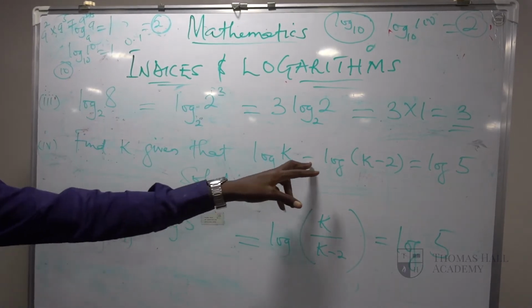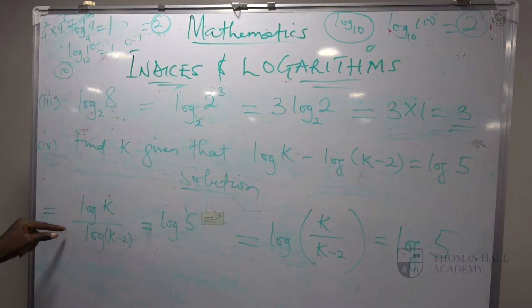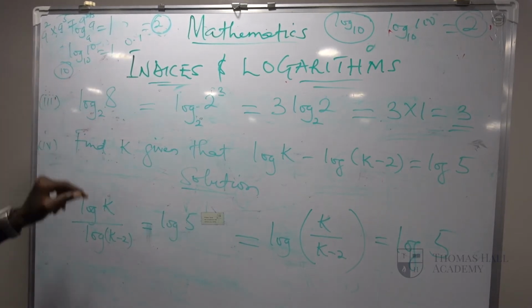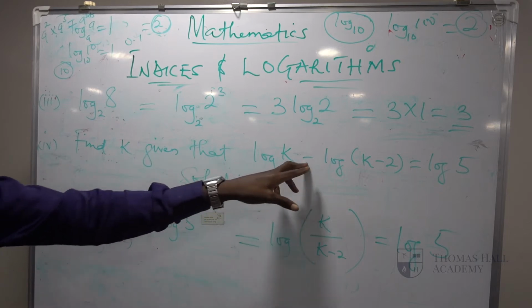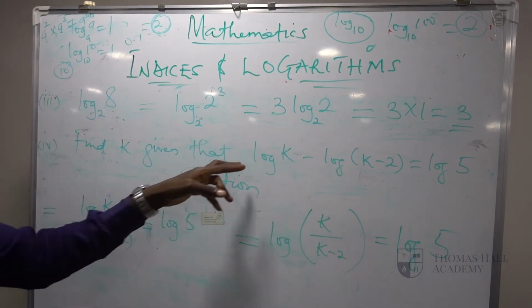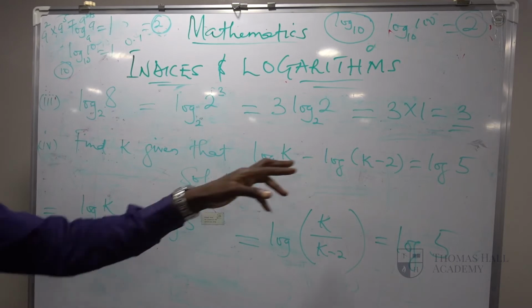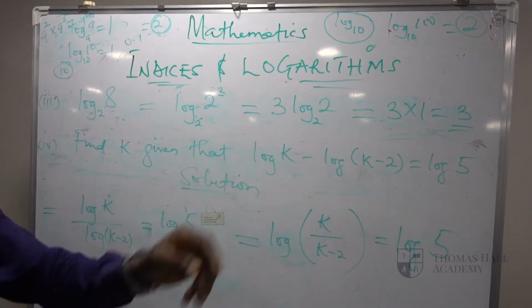Don't forget, this is the minus sign. We divide, just like we learned from indices. In indices, when you see division, you minus the powers. But here, when you see minus, you divide. So log k divided by log k minus 2 equals log 5.